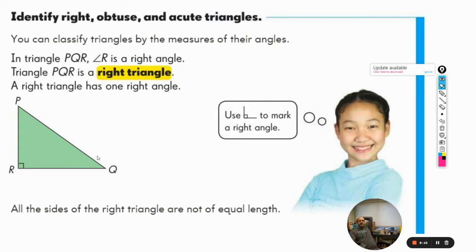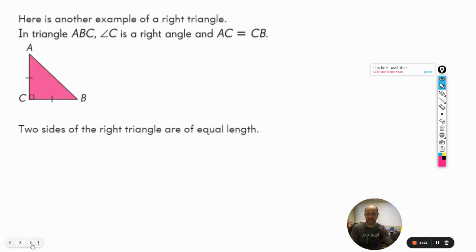Identifying right, obtuse, and acute triangles. You can classify triangles by the measures of their angles. Angle PQR is a right angle. So PQR is a right triangle because it has a right angle. To make something a right triangle, it has one right angle. See how simple that is?